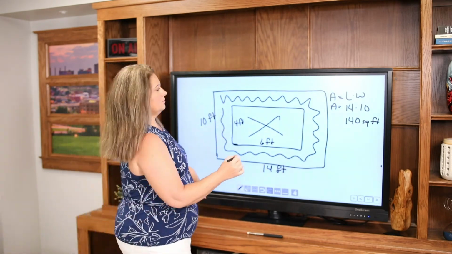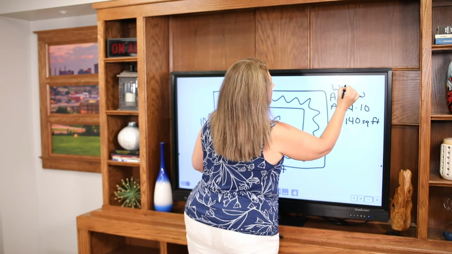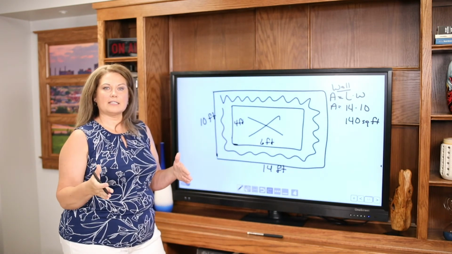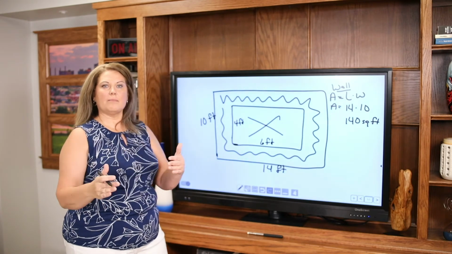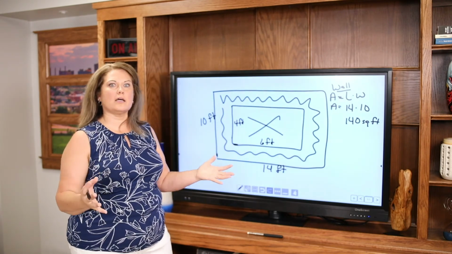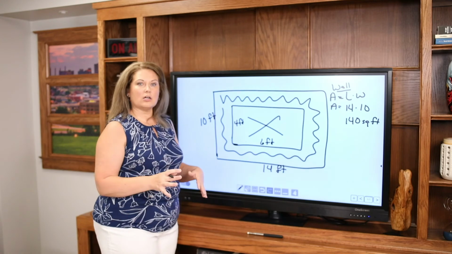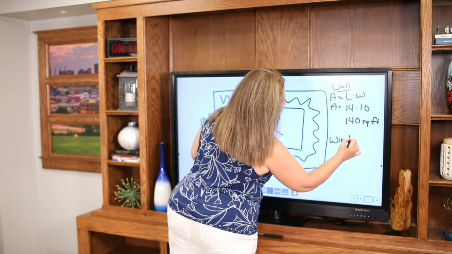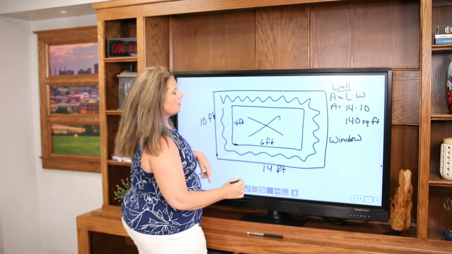That's my wall. Now, when you're doing math, it's always good to label because you never know when you're going to have that time you have to walk away and then come back and go, oh my goodness, what did I do? I don't want to start over again. So my window is going to be 4 by 6.